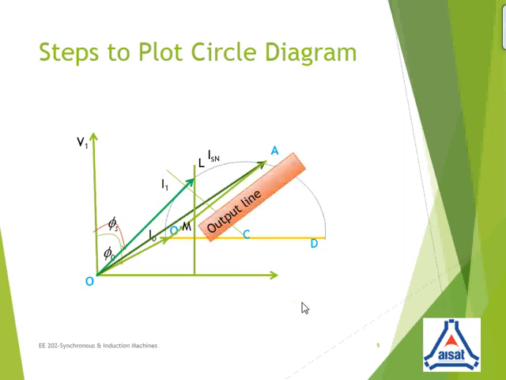This O dash A is called as an output line. Once you have done till this, you will be getting, say, out of 10 marks, you will be getting up to 3 or 4 marks.